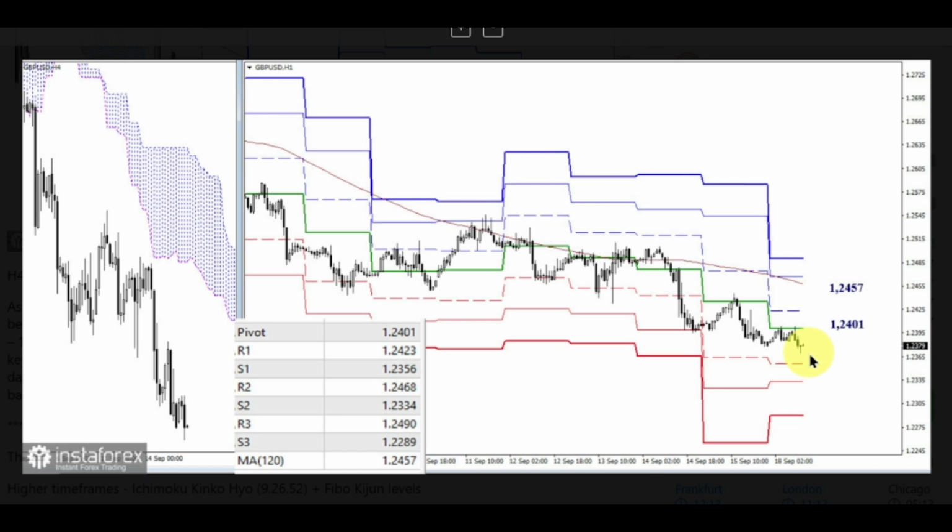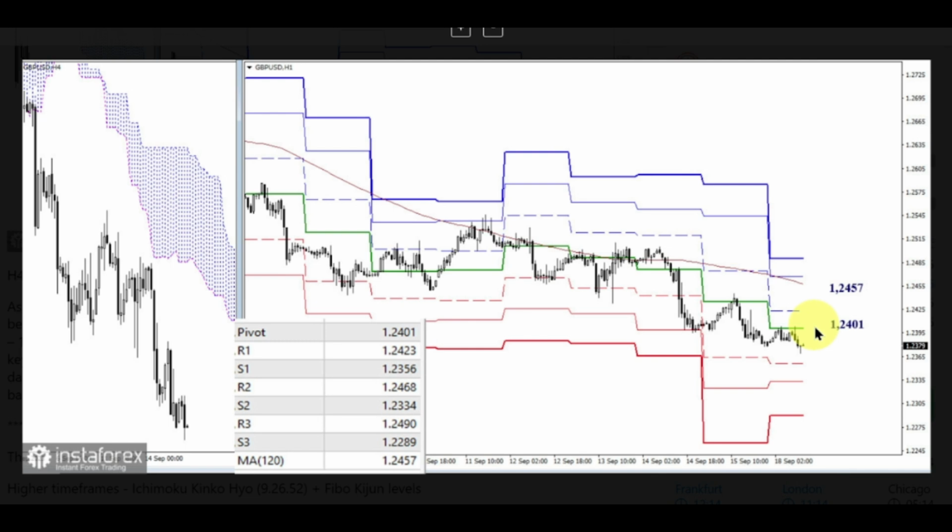Intraday bearish targets are the supports of the classic pivot point, 1.2356, 1.2334, and 1.2289.